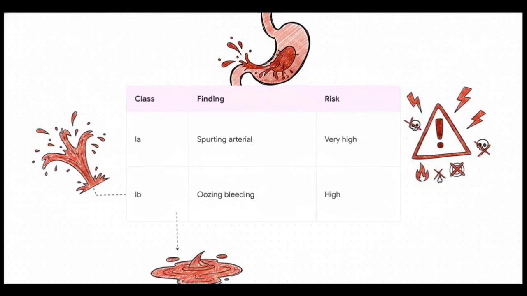Let's dive right into the foundational framework, starting with the active bleeders, Forrest Class I. This breaks down into two absolute code red scenarios. Class IA is your worst-case situation. We're talking spurting arterial bleeding with a very high risk of rebleeding. Now, contrast that with Class IB. It doesn't have that arterial pulsation. It's an oozing bleed, but make no mistake, it is still highly active and carries a really high risk.